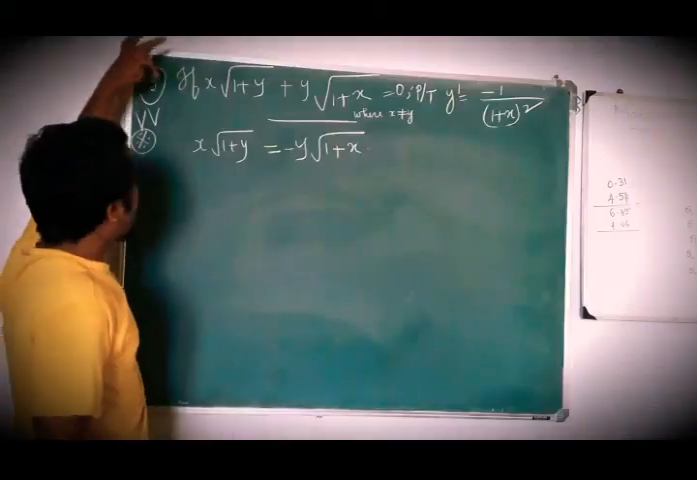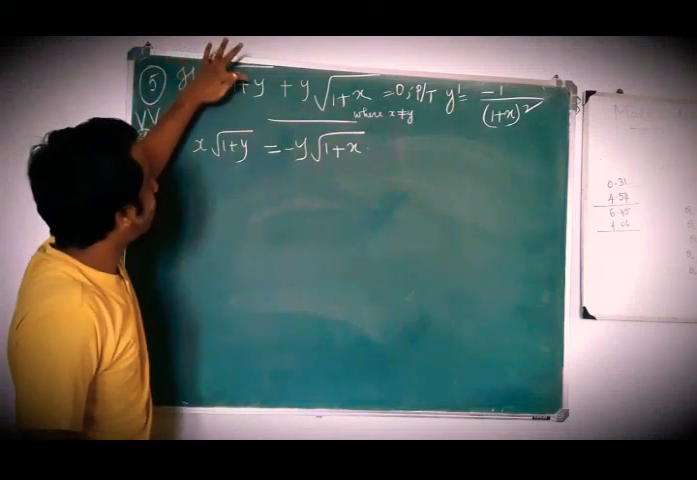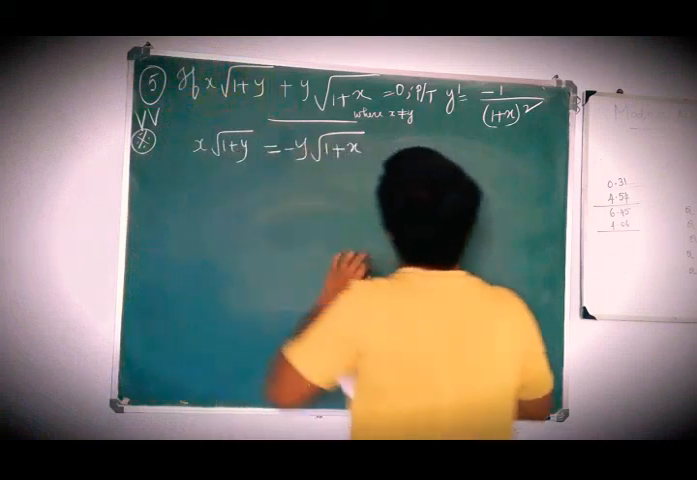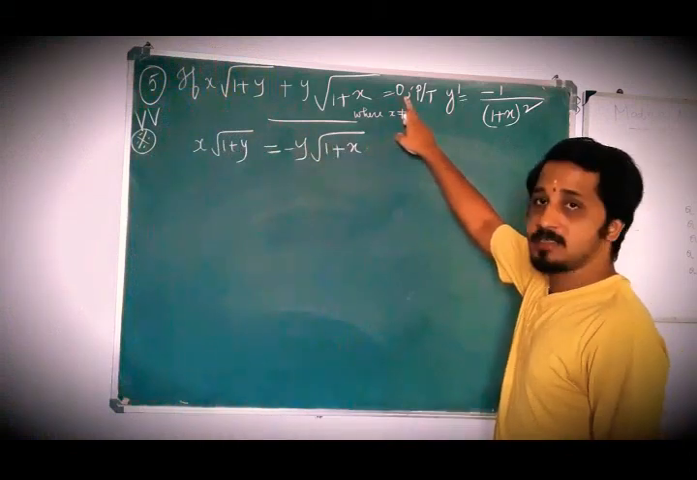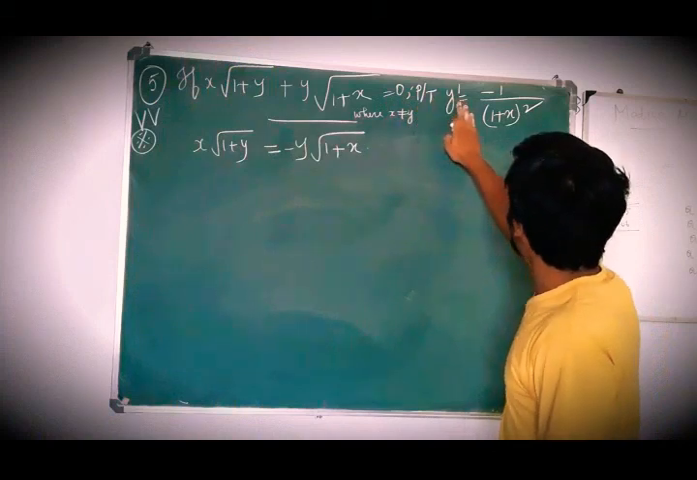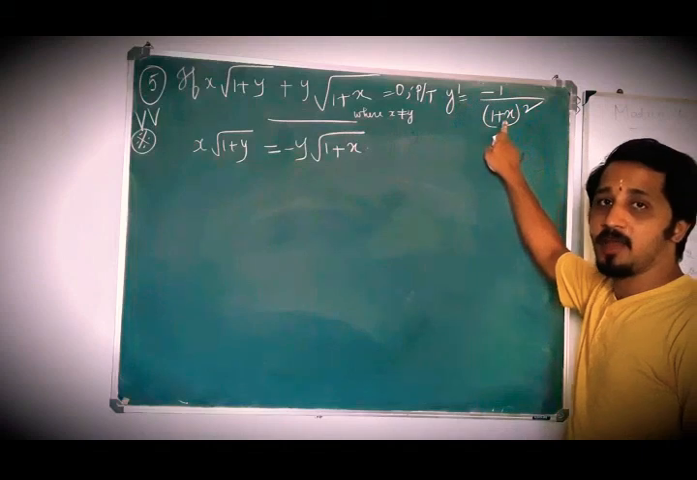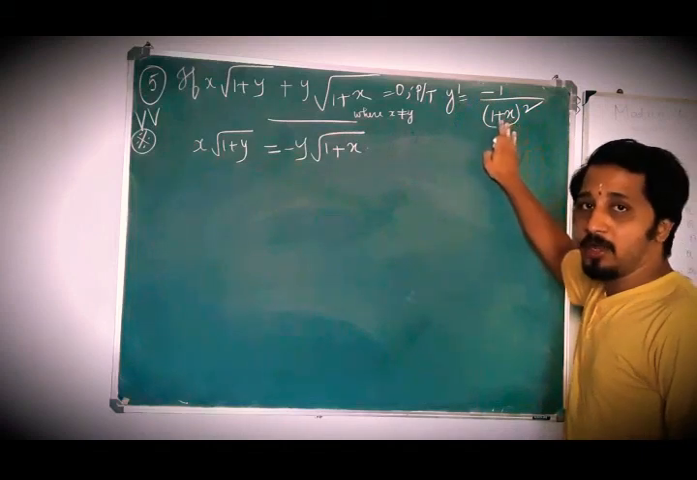So, fifth question, very important question. If x into root of 1 plus y plus y into root of 1 plus x is equal to 0, where x is not equal to y, prove that y dash is equal to minus 1 by (1 plus x) the whole square. The square is only for the denominator.